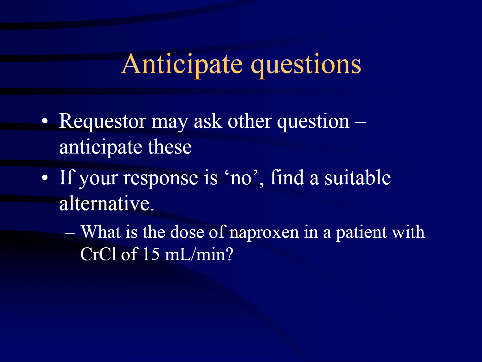So for example, what's the dose of naproxen in a patient with creatinine clearance of 15 milliliters per minute? And you will learn that, or maybe you know, that NSAIDs really shouldn't be used in persons with severe renal dysfunction. So we want to know an alternative to this. So again, a good place to look would be to find out what they're treating and go to UpToDate or DynaMed under that disease state to find a suitable alternative.